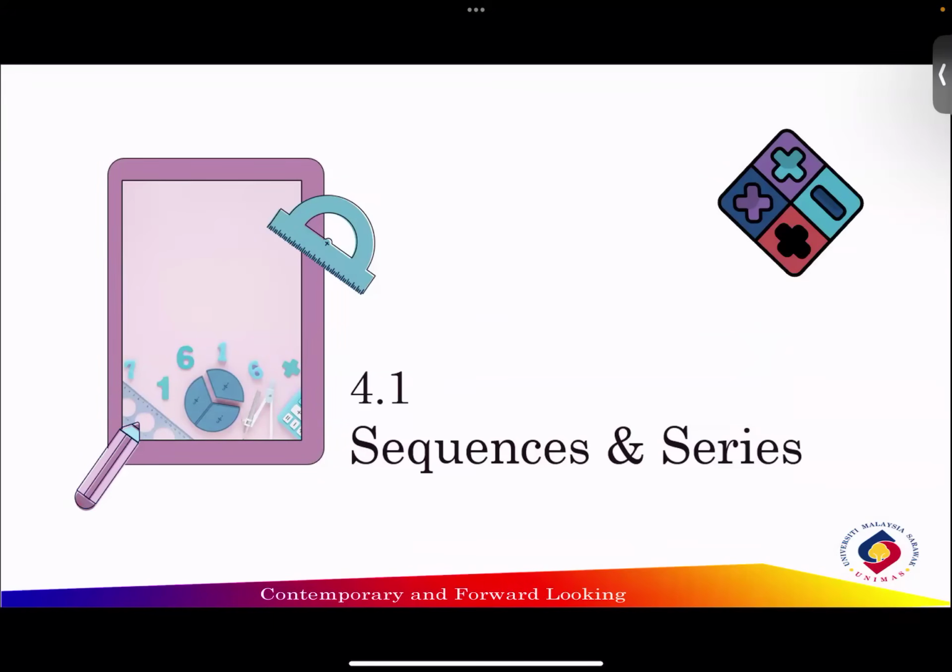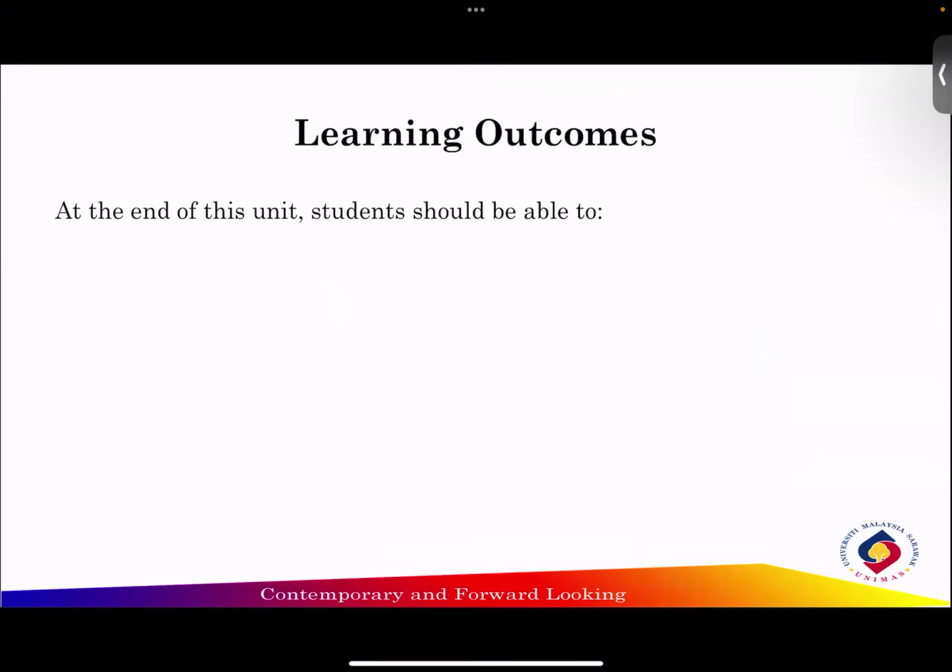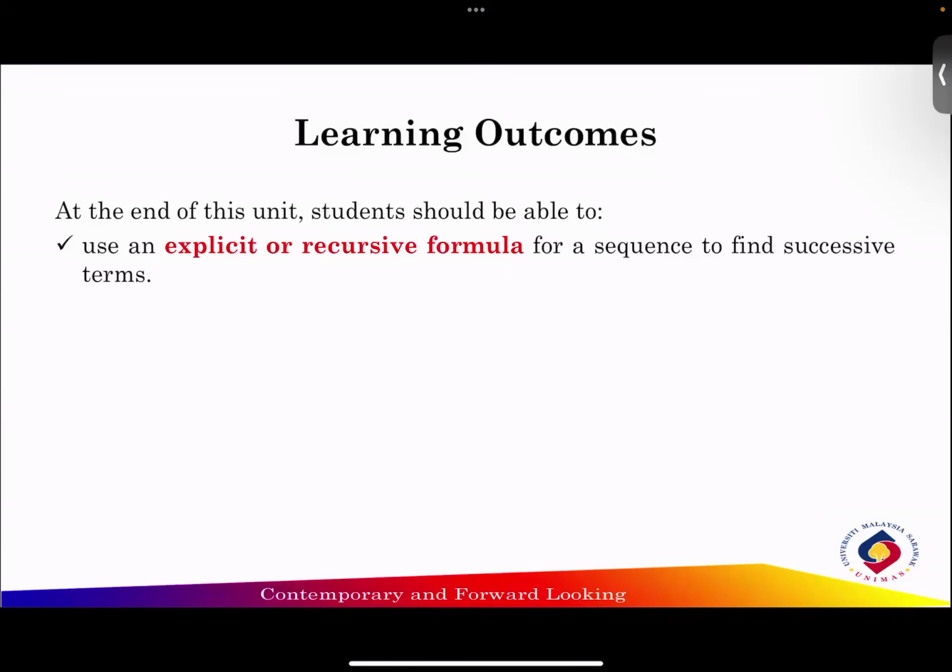First, you need to know the meaning of sequences and series. Okay, let us go through the ideas one by one. The learning outcome for this 4.1 is, at the end of this unit, students should be able to use an explicit or recursive formula for a sequence to find successive terms. There are a lot of new terms here: explicit, recursive, sequence and successive term. All these are new terms for you.